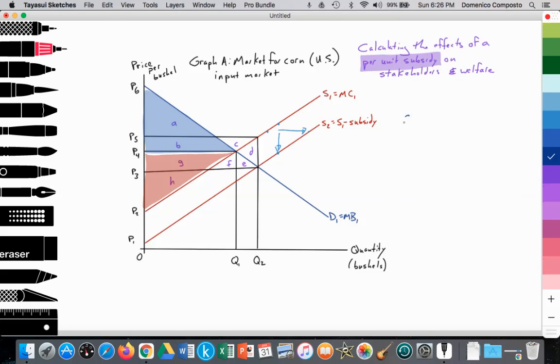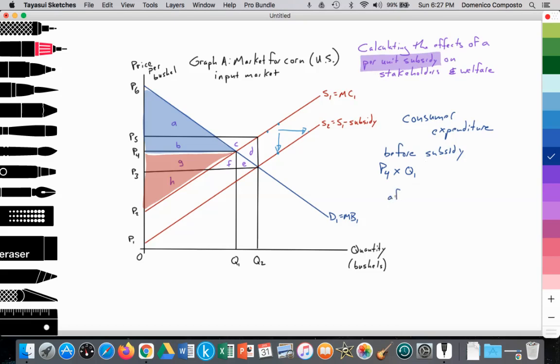All right, consumer expenditure could be other calculations being made. Expenditure being another word for spending. And then before the subsidy, again in the free market, consumer spending was price paid by the consumer multiplied by the number of units consumed by the household, or in this case, the firm that is demanding the input. And that's going to be P4 times Q1, which is the same as the total revenue for the producer.